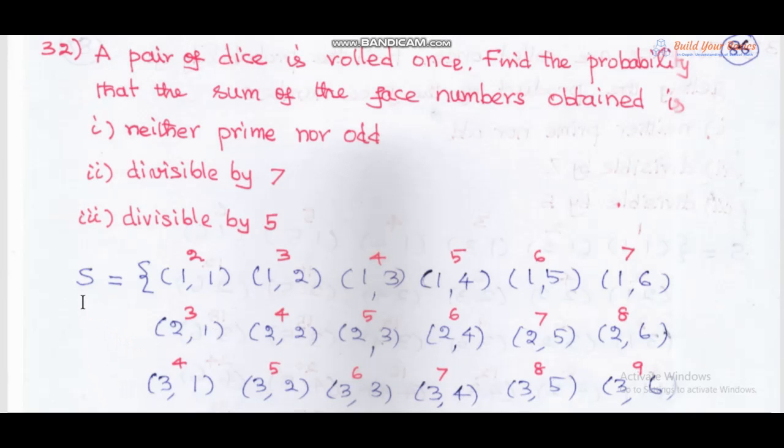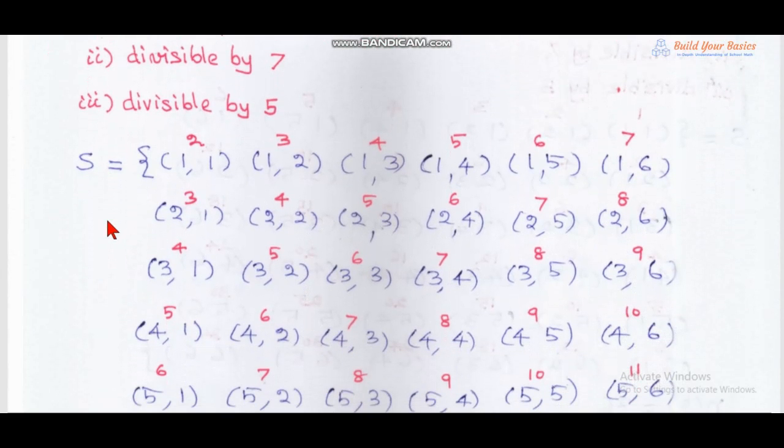The sample space for the random experiment of rolling a pair of dice once is (1,1), (1,2), (1,3), (1,4), (1,5), (1,6), (2,1), (2,2), (2,3), (2,4), (2,5), (2,6) and so on. The sample space will have 36 elements.